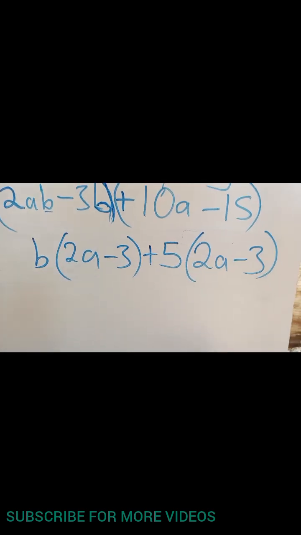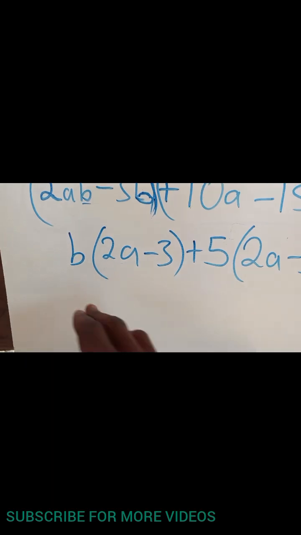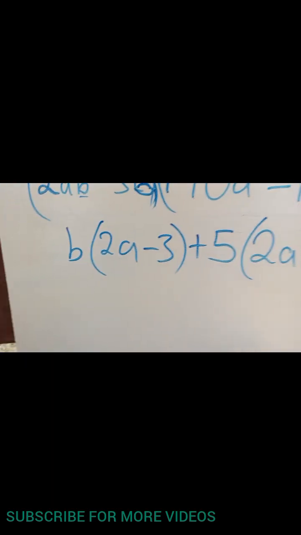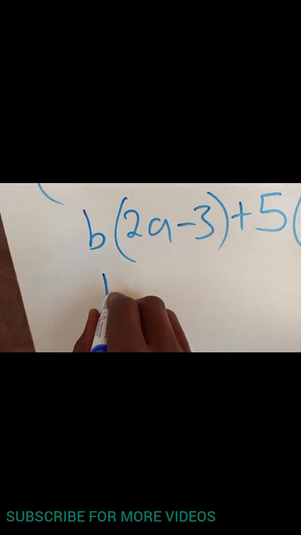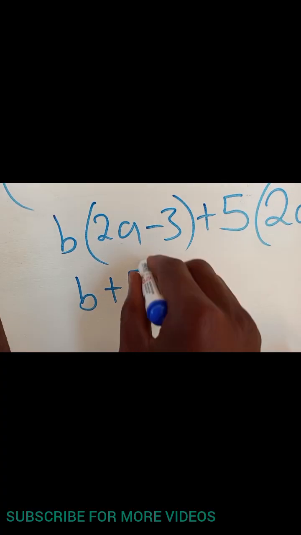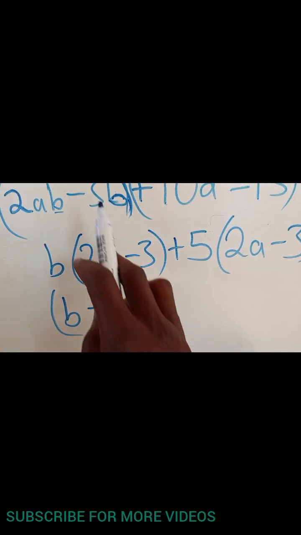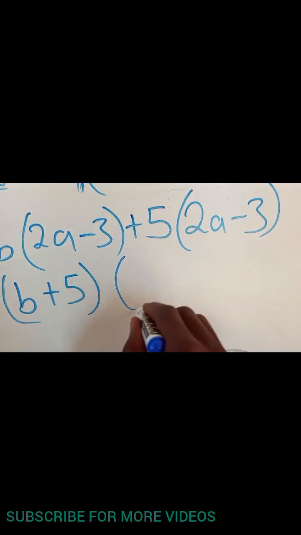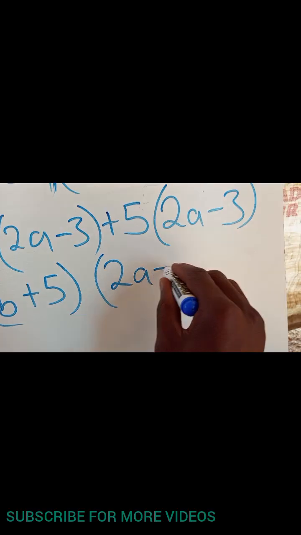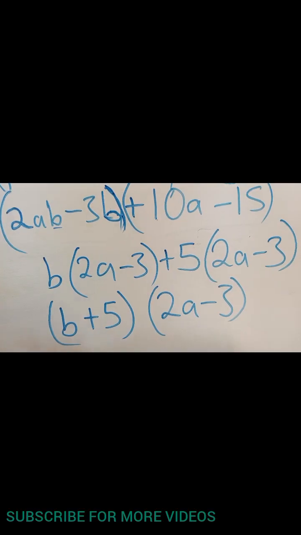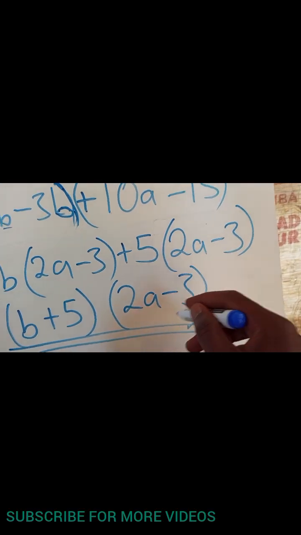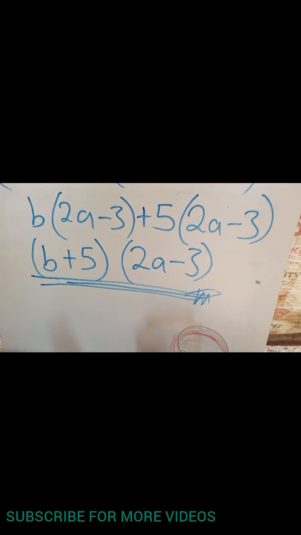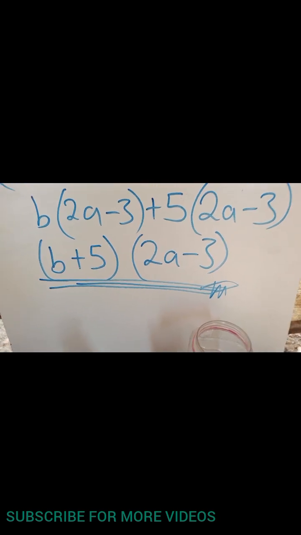After reaching this stage, you are going to write b plus 5 in one bracket, and get one bracket from this stage. So we're going to have 2a minus 3. After writing this, it means you have finished. So this was the answer required on question 3.